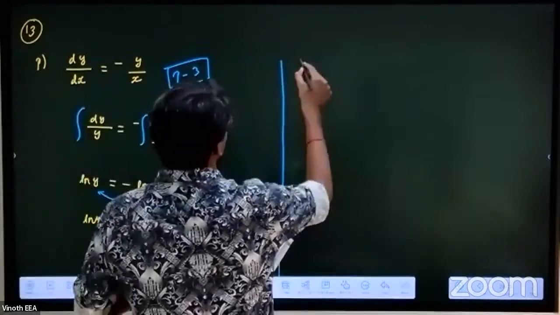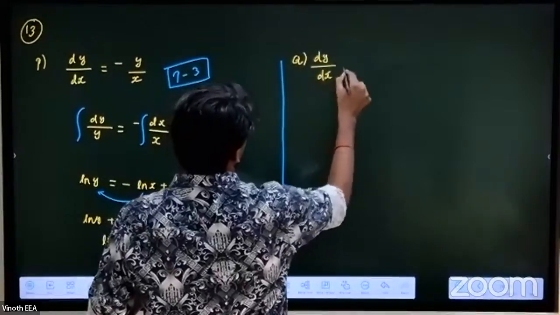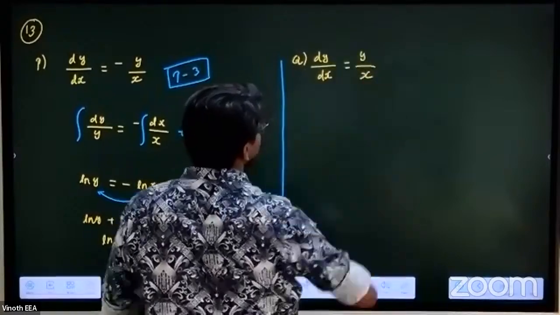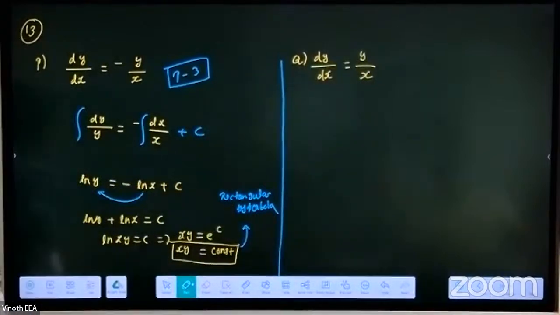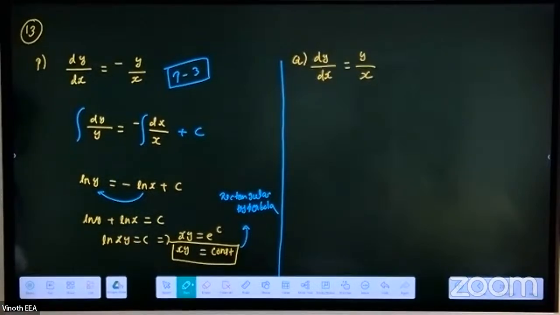Same way I need to do the other case also. It's the same repetition, in fact. Q is dy by dx equal to y by x. Try it. You are going to try it. Once you finish, we can proceed to the next one, the 14th. I will give the solution, but you can try.